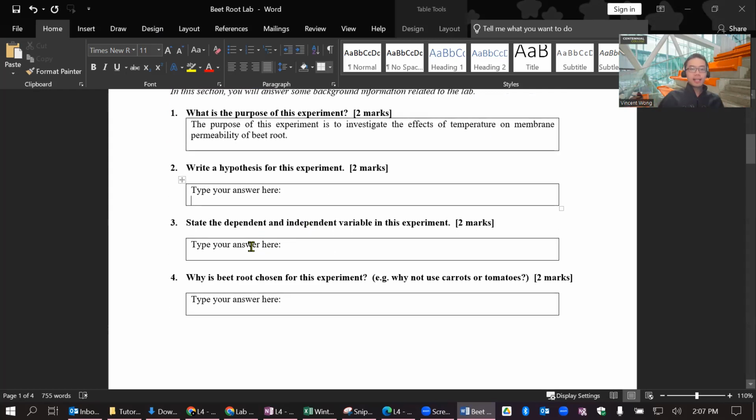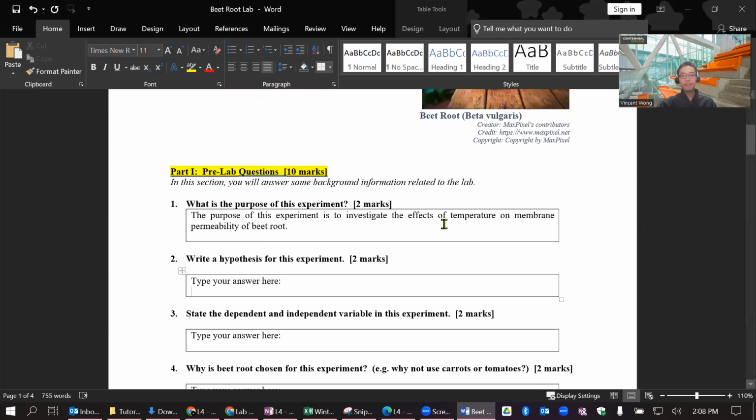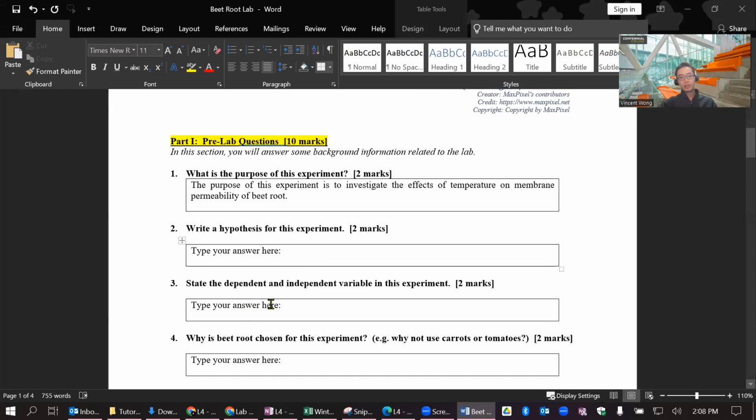Next, state the dependent and the independent variable. So watch the experiment, the demo, see what was being changed and what is being observed, right? If the purpose is to investigate the effects of temperature on membrane permeability, either the temperature is the independent variable or the membrane permeability is the independent variable, right? So you have to see which one is being changed and which one is being observed, and then you would answer the question here.